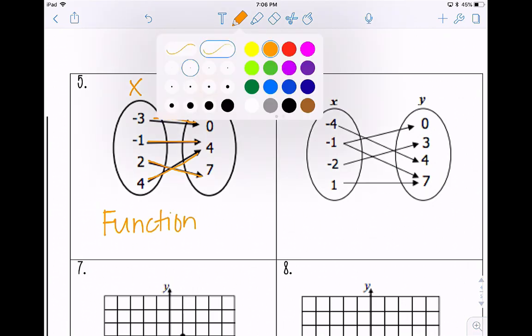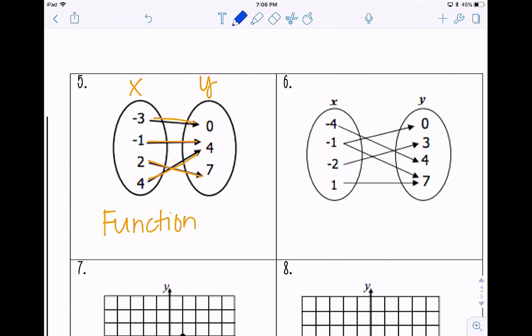And then same process for number 6. Notice the x and y are labeled this time. Again, we only care about the x's. We have one line coming from -4, and then when you get to -1, you notice it goes to the 0 and to the 7. If I were writing that out as ordered pairs, it would be -1, 0, and the next one would be -1, 7. So that -1 repeats, which makes this not a function.